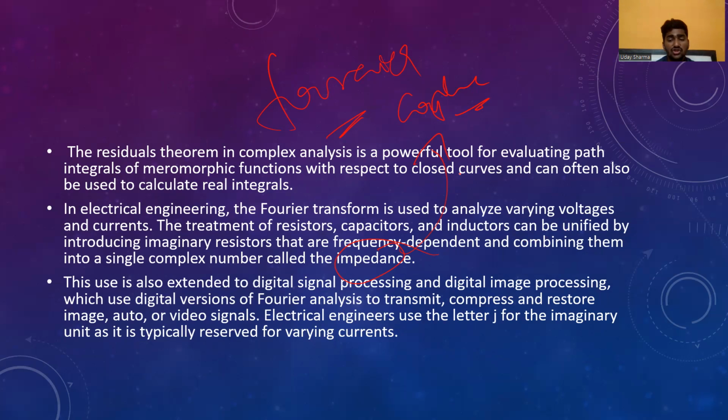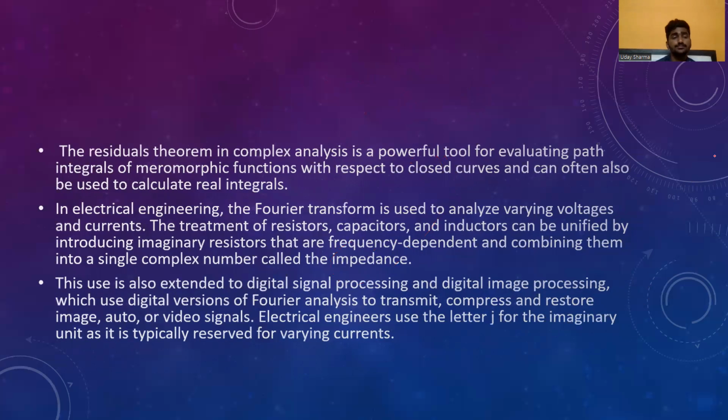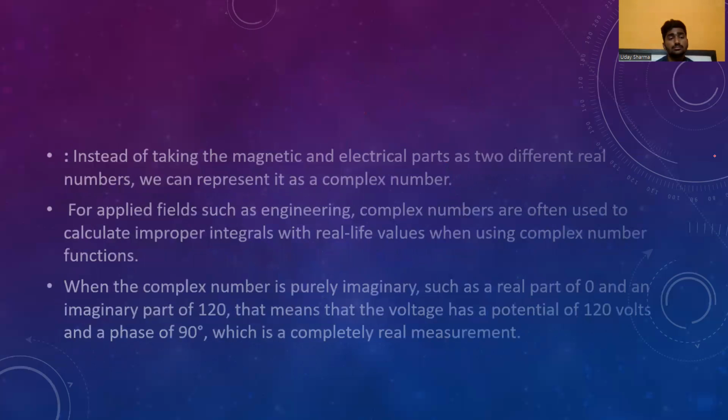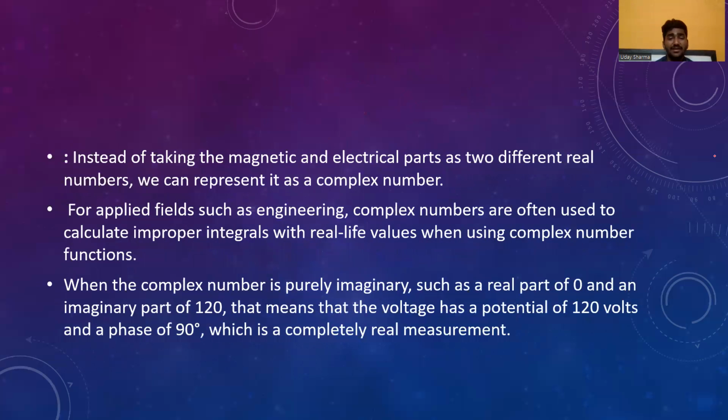Electrical engineers use the letter j for the imaginary unit because i is typically reserved for current. As discussed earlier, j is the imaginary unit in electrical engineering, as i is mostly considered as current. Instead of treating the magnetic and electrical quantities as real numbers, we can represent them as a complex number.